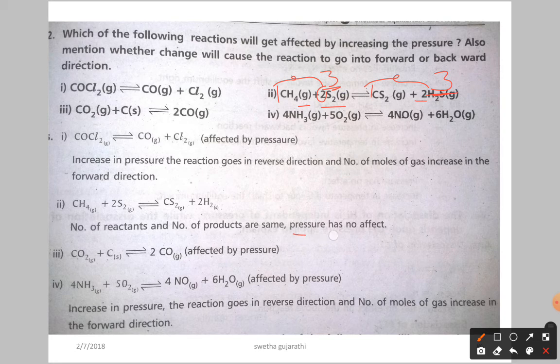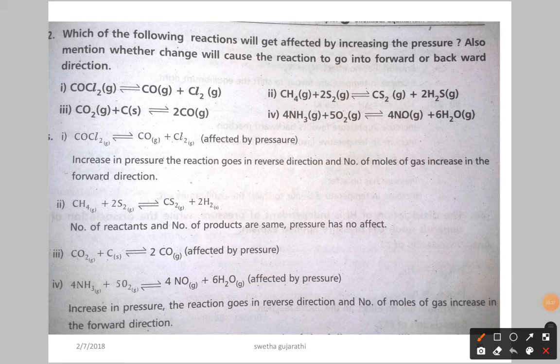If the number of moles at the reactant and product sides are the same, there is no effect of pressure. Here the total number of moles of reactants is 3 and the total number of moles of products is also 3. So here there is no effect of pressure. Now let us see the next example.